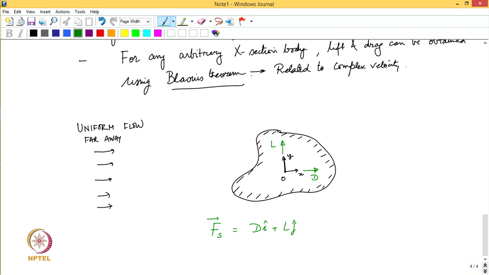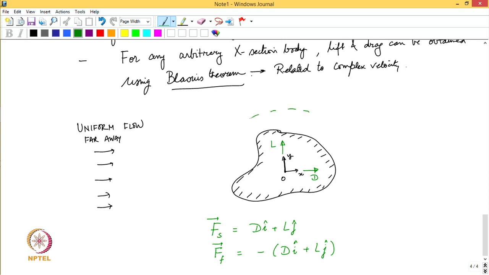By Newton's third law, clearly the force on the fluid, let us say F f, would be equal and opposite. So, we can say force on the fluid would be minus D i cap minus L j cap. So, that makes it a little easier now. Now that I have force on the fluid, I can use some principles or some theorems from fluid mechanics to correlate the velocity field and pressure with this force. And the way to do it is we use control volume analysis.